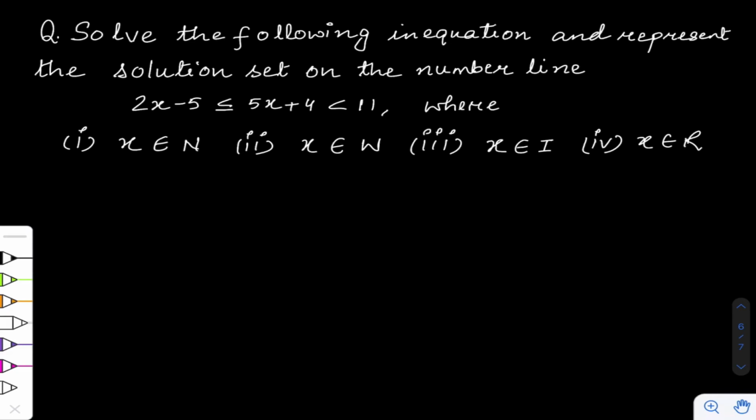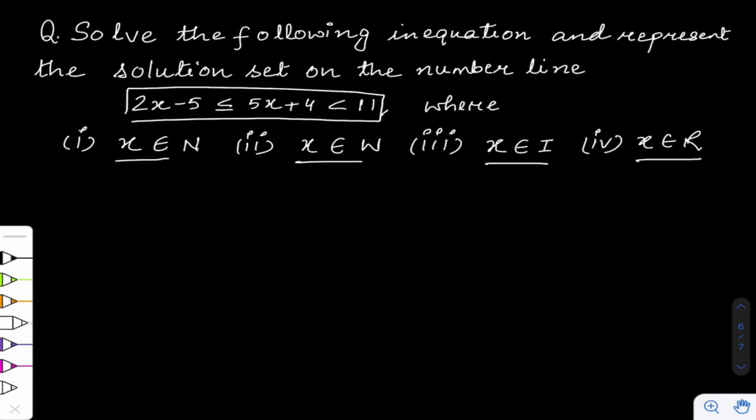Now I want to give you one question from my side. Solve the following equation and represent the solution set on the number line. This is an inequality which is given to us, and these are the 4 parts, and we will notice that in all these 4 parts our answer will be different. So if you understand this question well, then you will not face any problem in this whole chapter, as similar type of questions we get in board exams.